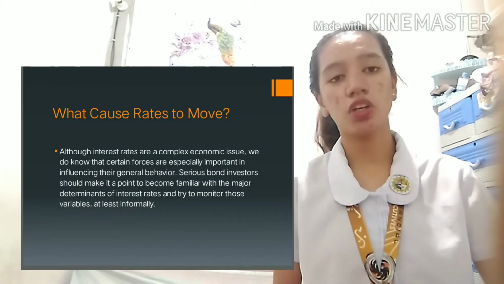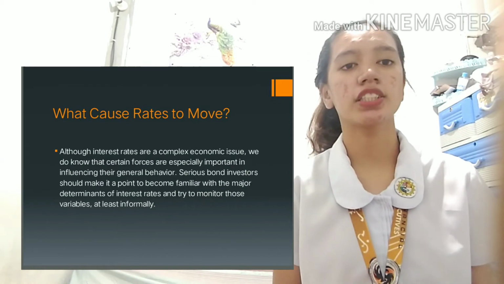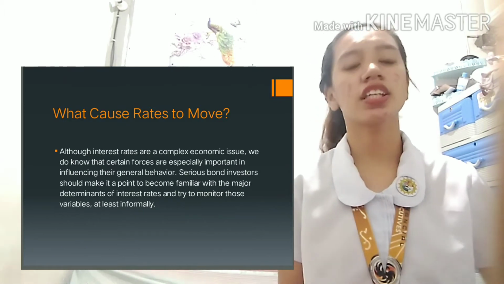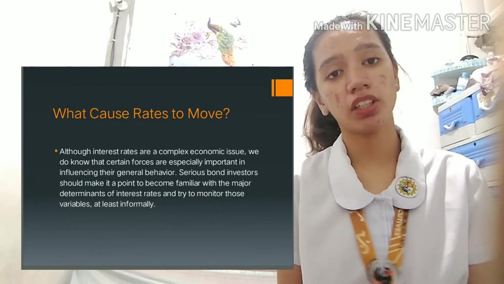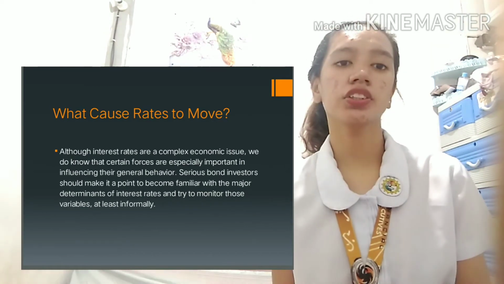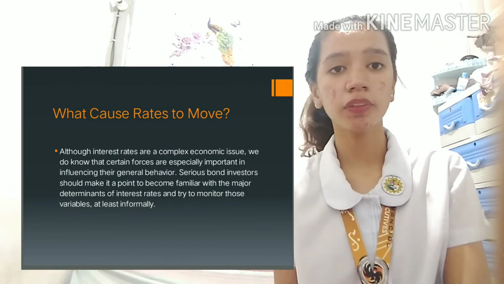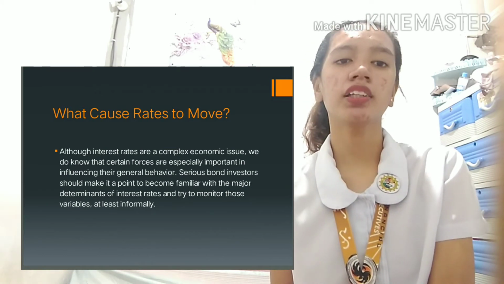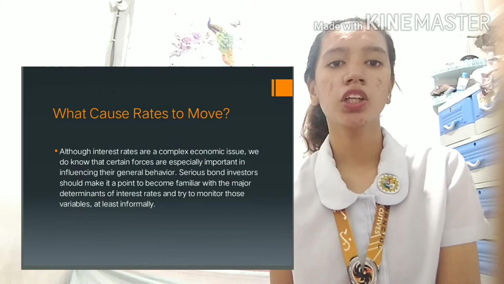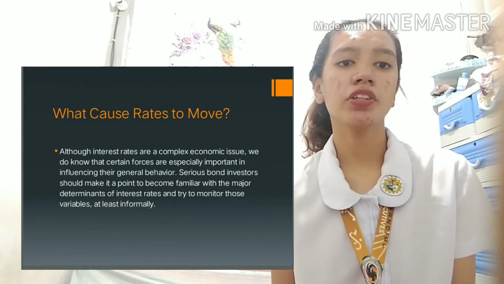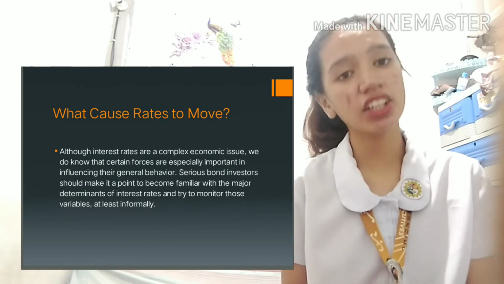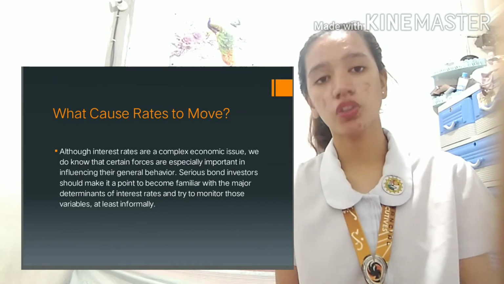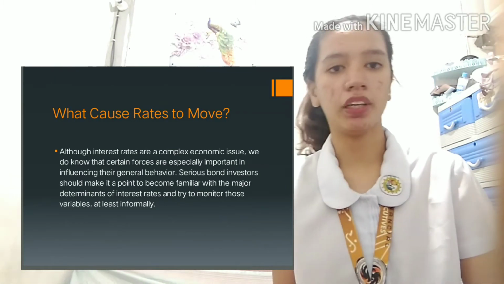So, ano nga ba yung cost para gumalaw yung rates? Although interest rates are a complex economic issue, we do know that certain forces are especially important in influencing their general behavior. Serious bond investors should make it a point to become familiar with the major determinants of interest rates and try to monitor those variables at least informally.